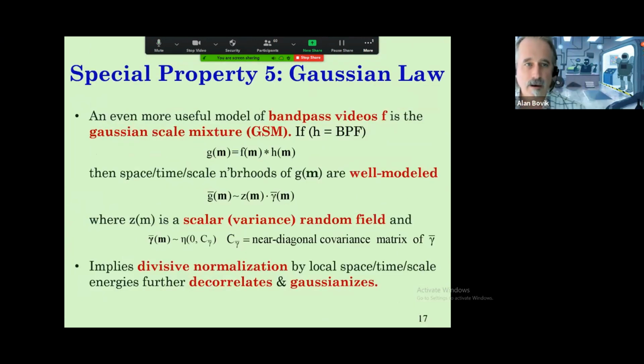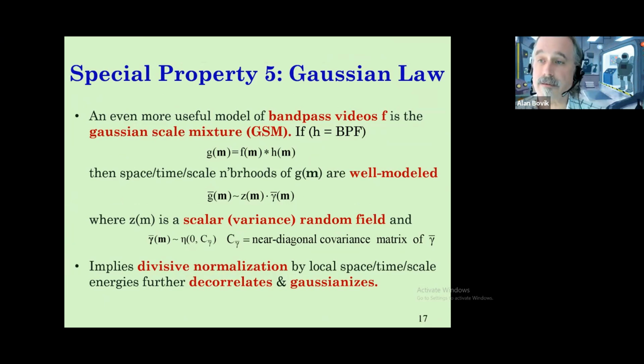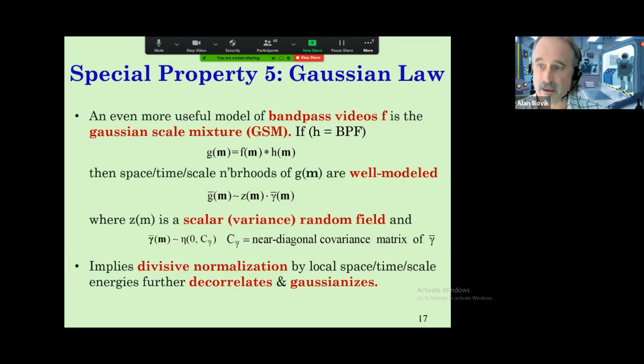Okay, fifth property. This one's even more amazing. It's related to, but different from the generalized Gaussian model. It's called the Gaussian scale mixture model, or infinite mixture of Gaussians. It's sometimes known in the statistics literature. It's again a model of bandpass videos, and we'll see why we need both of these. It's a model of bandpass videos.